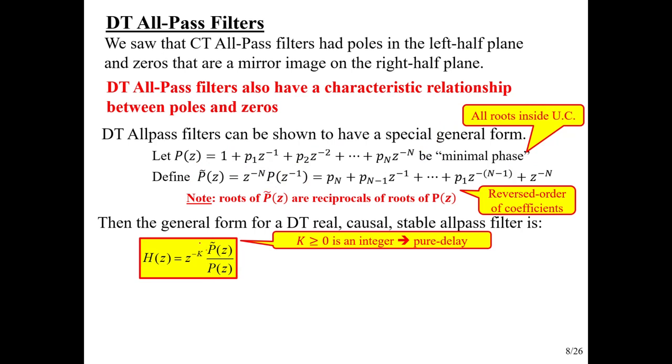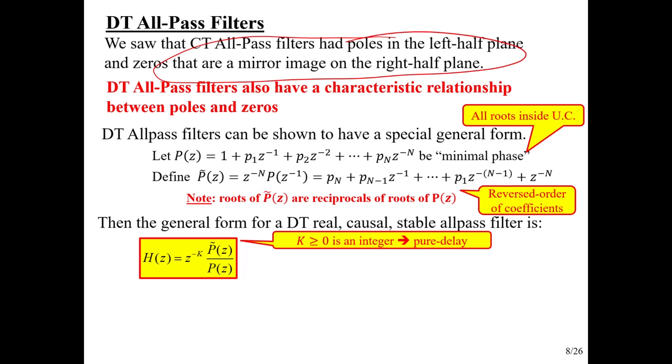And then we can put a z to the minus k, where k is some integer that is non-negative. And that just imparts a pure delay on the filter. Sometimes we need that just to make the filter be causal and things like that. But the key thing is that we get some poles down here, and then the zeros are reciprocals of those. And so that is the new characteristic that replaces the idea of a mirror image.